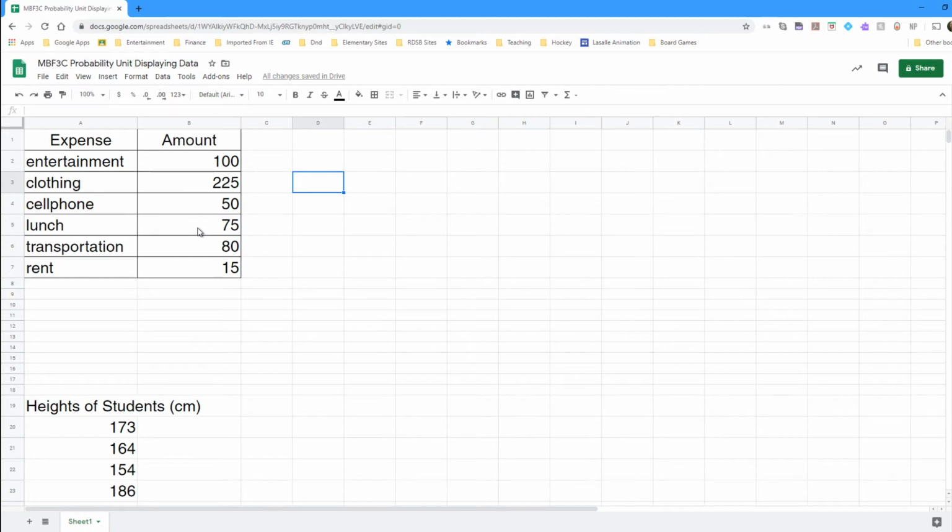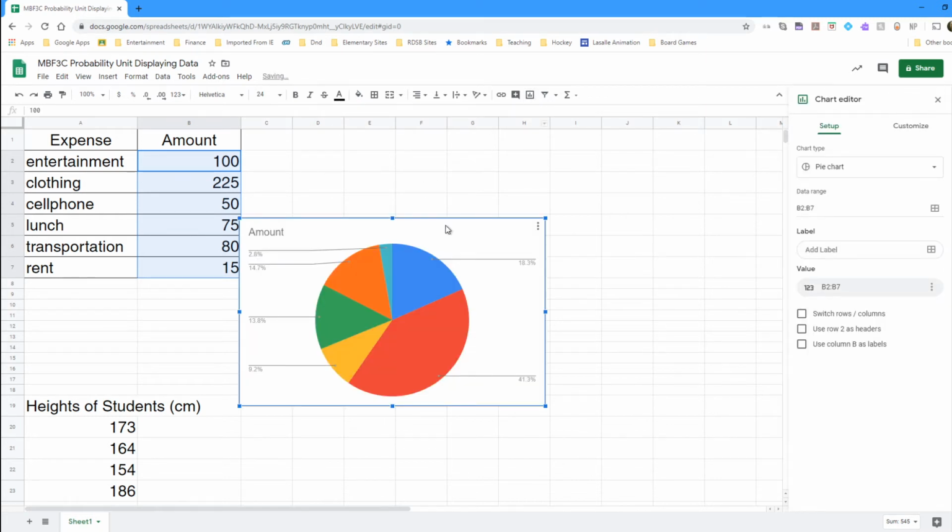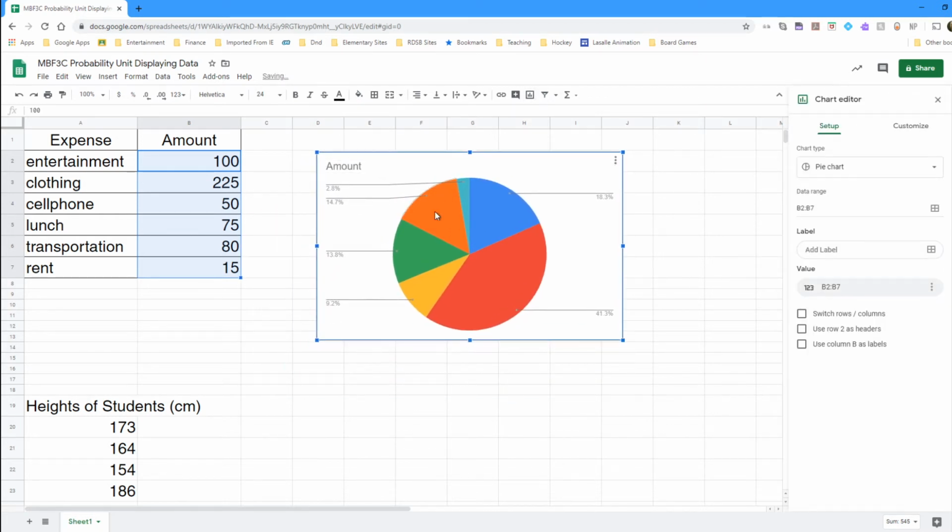So let's say we wanted to create a bar graph of this information. So what you can do is you can select the numbers that you want to represent in the bar graph. You can go over here to Insert Chart. So if we click on Insert Chart, now well, you know what? Why don't we start looking at a pie chart first?